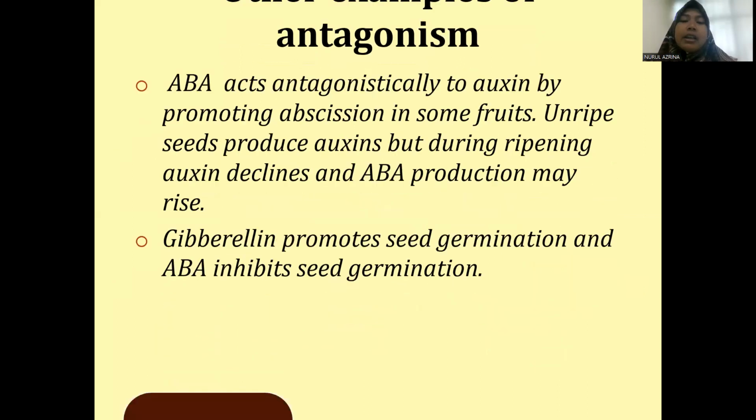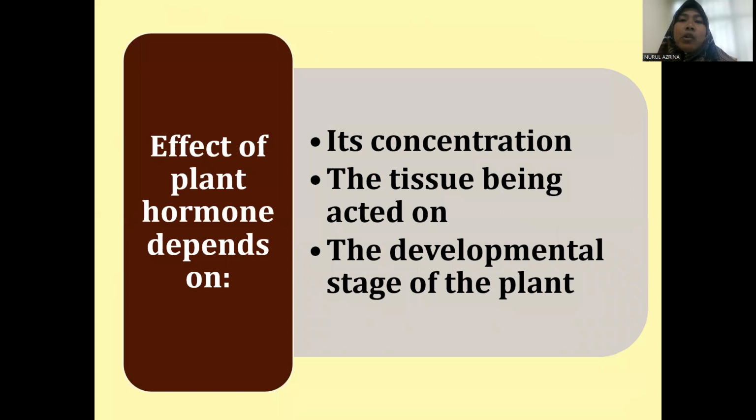Okay, right. So the effect of the plant hormones, the synergism or the antagonism, depends on the concentration of the hormone itself. For example, the concentration or level of auxin and cytokinin, ABA and auxin and whatnot, right? It also depends on the tissue that they are acting on, either leaves, fruits, or stem and whatnot. And it depends on the developmental stage of the plant, for example the development of the seed and so on.